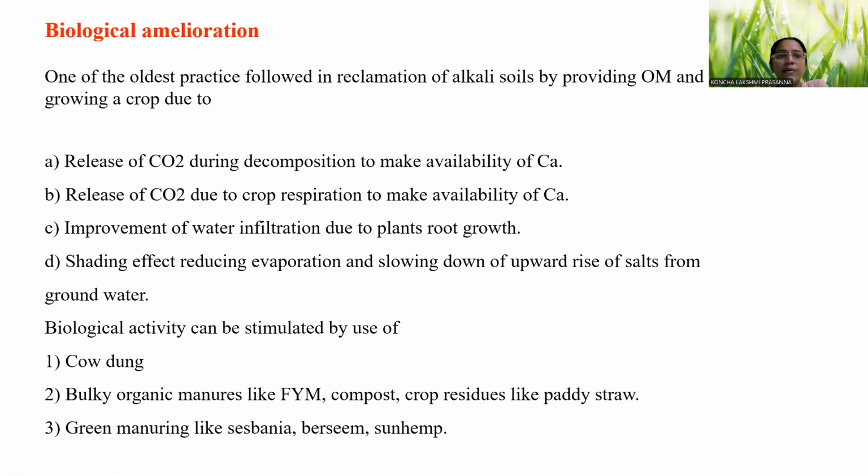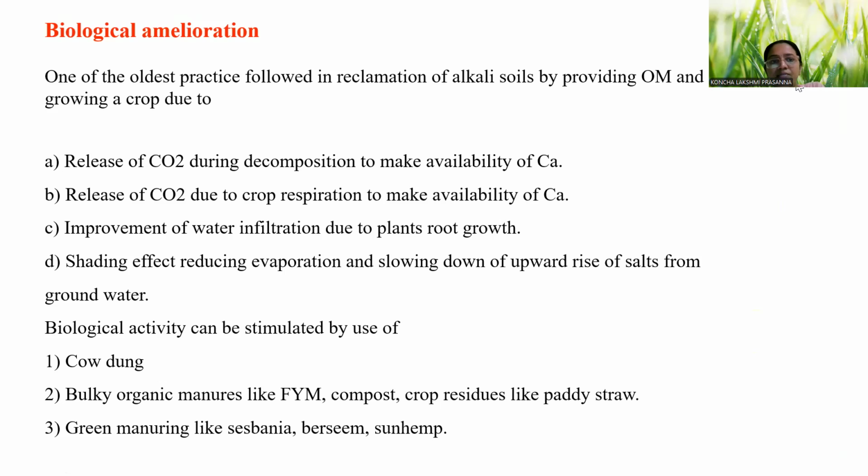Next is the biological amelioration. Biological amelioration is done by providing organic matter from crop residues, by adding organic matter, and by growing the crop. The decomposition of the organic matter helps in the release of carbon dioxide.